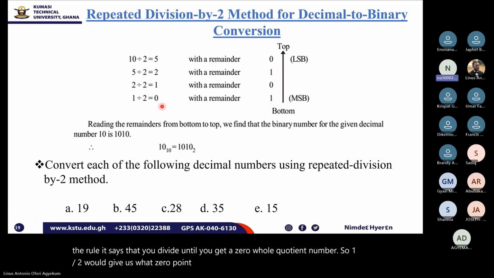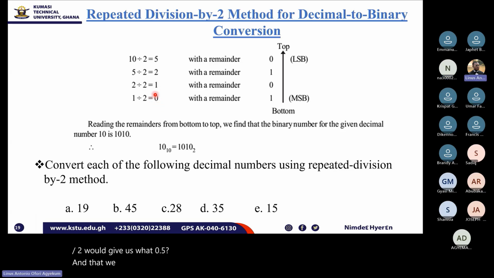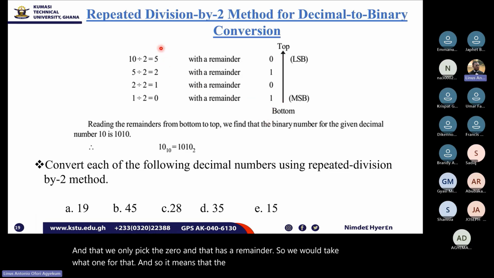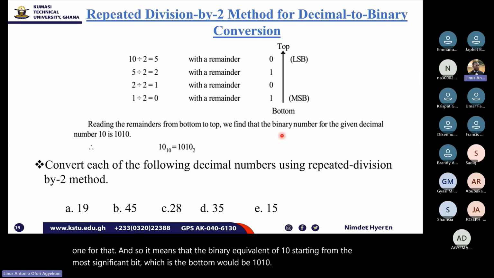So 1 divided by 2 would give us 0.5, and we only pick the 0. And that has a remainder, so we would take 1 for that. And so it means that the binary equivalent of 10, starting from the most significant bit, which is the bottom, would be 1010. Please, do we all understand?